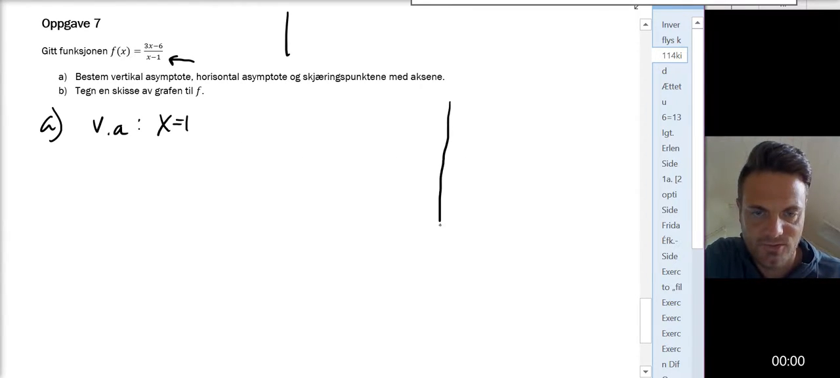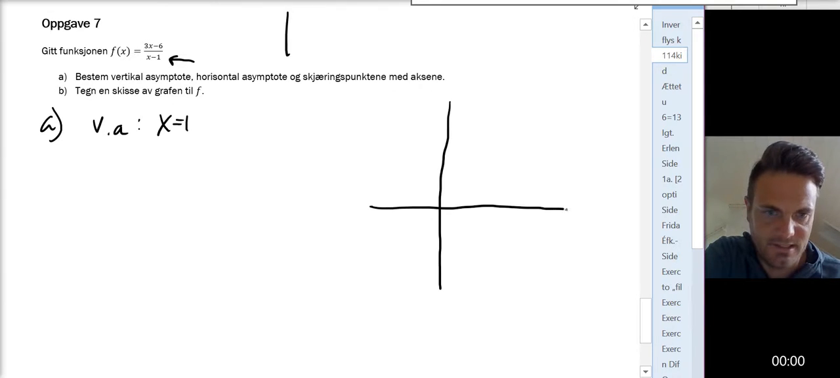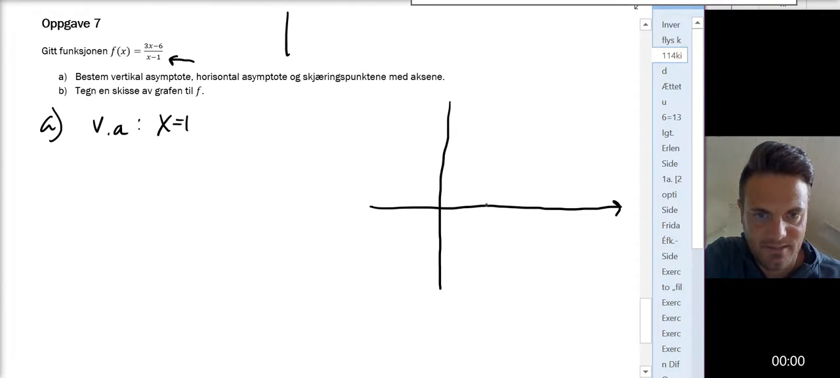I'm just starting to draw this. So I'm doing exercise B as well here. So when x is 1, we get this vertical asymptote like this.